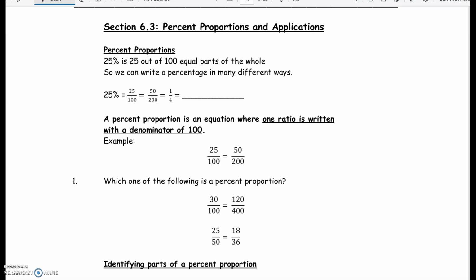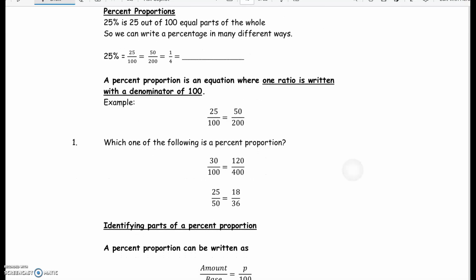So here we're going to solve equations related to percents by setting it up as a proportion. Now, if we have, let's say, 30%, we could write it as a fraction or a ratio, 30 over 100.